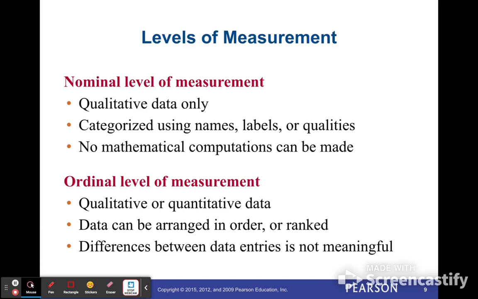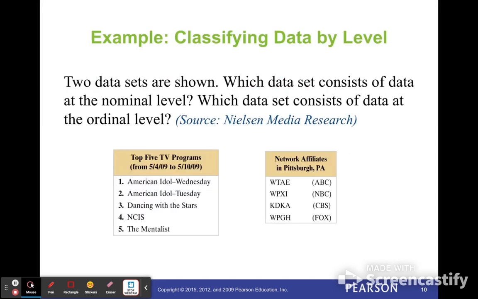Let's have an example. So basically, these two are more or less qualitative, but ordinal can also be what? Quantitative. Let's look at the example right here. Two data sets are shown. Which data set consists of data at the nominal level? Which data set consists of data at the ordinal level?